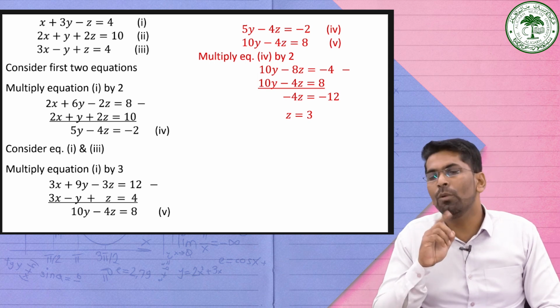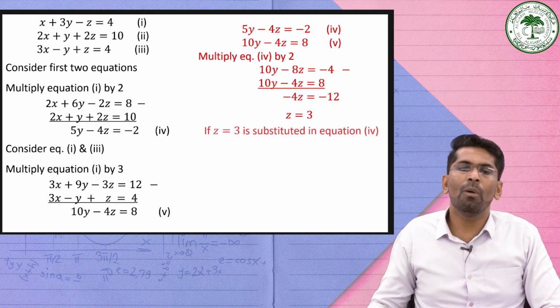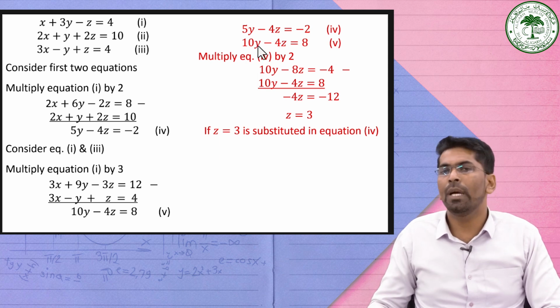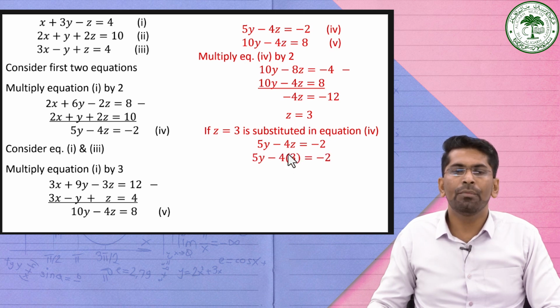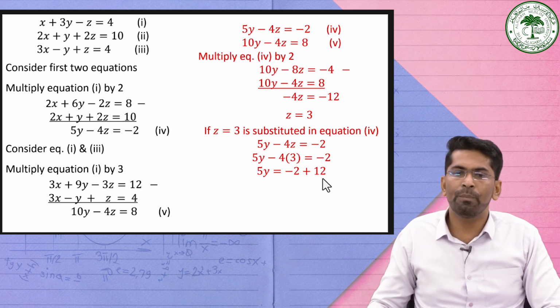So if z is equal to 3, then we can substitute the value of z in equation number 4 or 5 so that we can identify the value of y as well. Here I am considering equation number 4, that is 5y minus 4z is equal to minus 2. Substituting the value z is equal to 3, 5y minus 4 times 3 is equal to minus 2. So 5y is equal to, it is minus 12, so I am taking it to the right hand side of the equation, so it will become plus 12. So it is minus 2 plus 12.